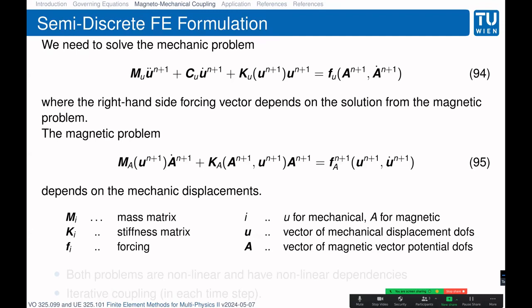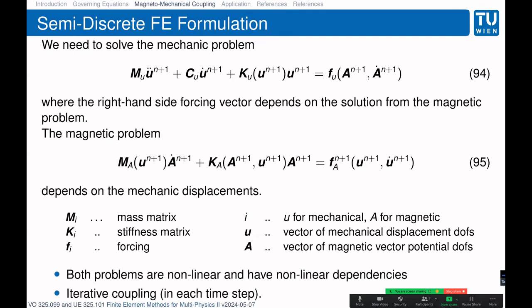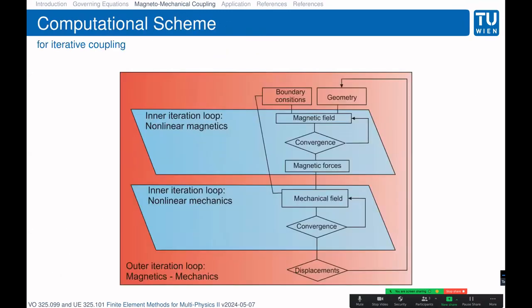Okay, so a lot of coupling terms here, which brings me to the idea of the iterative coupling in each time step. So the computational scheme is as follows. We have typically first to compute the magnetic fields, because if we don't do them, we don't get any mechanical loading. So this is the natural first step.